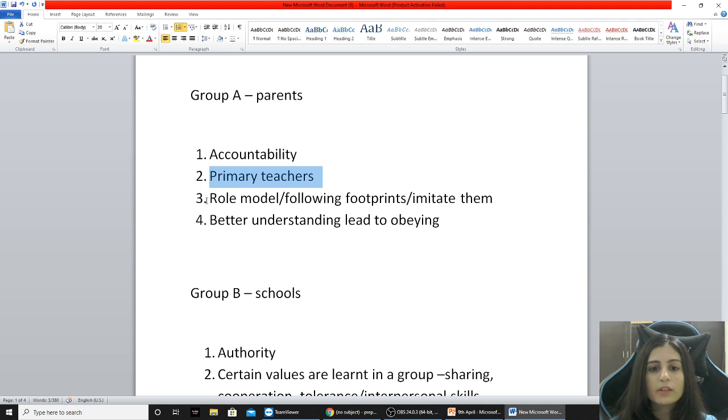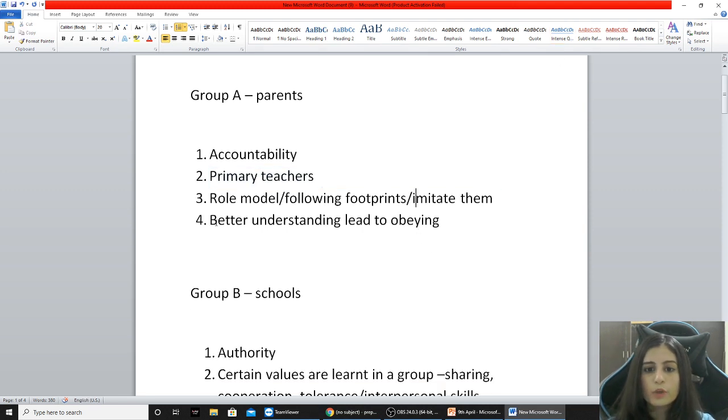The third point is role models. So parents act as role models, and children follow their footprints. Children follow the footprints of their parents, and they also imitate them. Therefore, the responsibility of nurturing them to become good members of the society is dependent upon the parents.